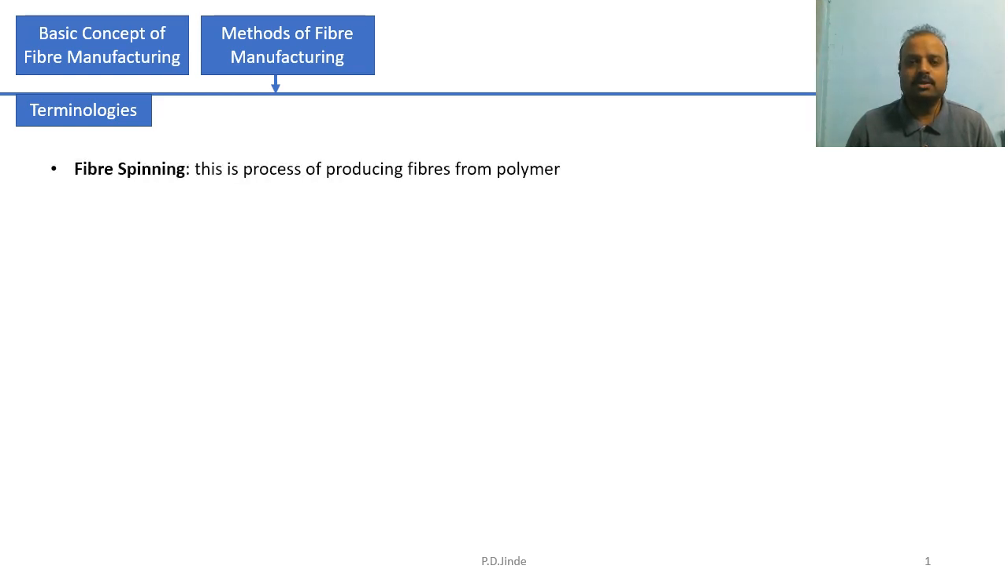So the first terminology is fiber spinning. Earlier, I told you that fiber spinning is nothing but the process of producing fibers from the polymer. Conventionally, we are aware that fiber spinning is production of yarn from the fiber. But in this subject, Basics of Fiber Science, fiber spinning refers to a process of producing fibers from a polymer.